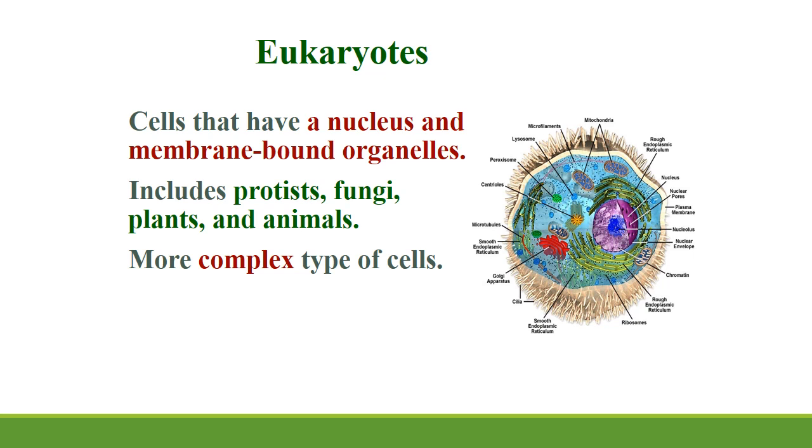Eukaryotic cells are cells that have a nucleus and membrane-bound cell organelles. They include protists, fungi, plants and animals. They are more complex types of cells.